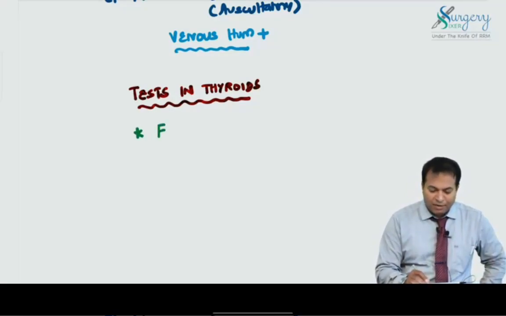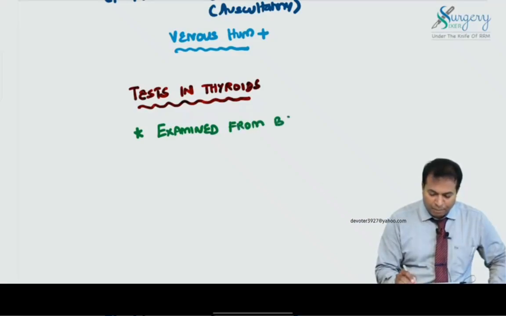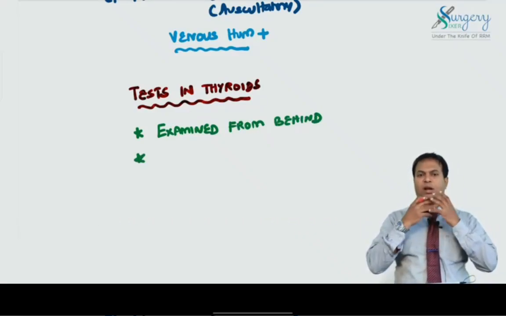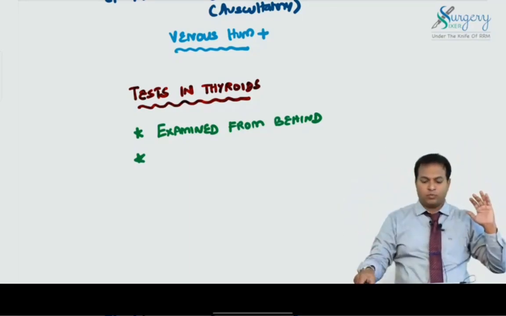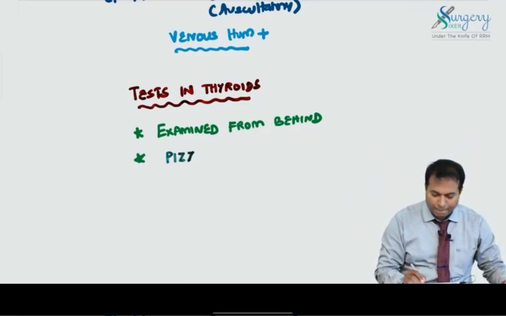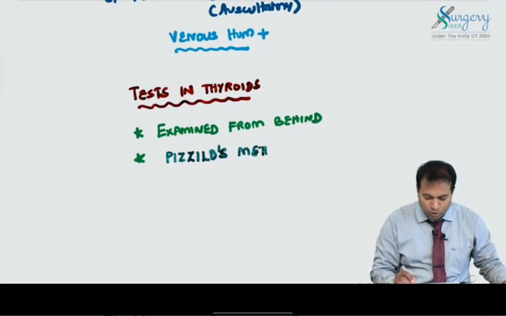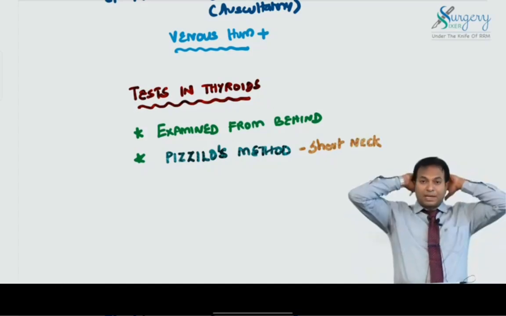Thyroid is always examined from behind. Please remember, it is examined from behind. First point: if the patient has a short neck, with no neck at all, you cannot even palpate the thyroid gland. You ask such patients to clasp the hands and hyperextend the neck. For short-necked individuals, the test done is known as Pizzillo's method. Just remember the catch point in each.